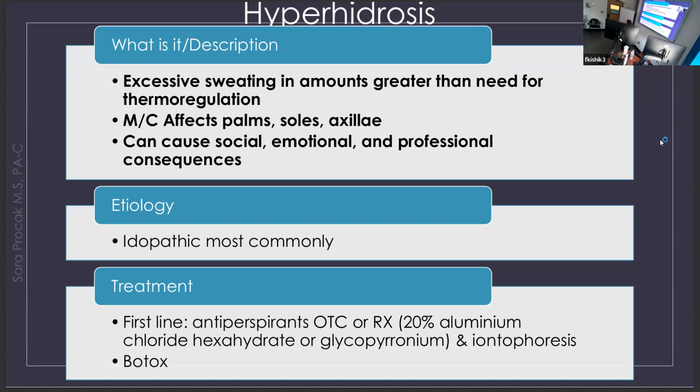Iontophoresis. So this is where your patient is going to submerge their hands, their feet, or even, with specialized trays, the axilla, into a tray with water that has electrodes. It's just tap water. It's going to send ionized particles through their skin, and it's going to disrupt the sweat glands and block them. It's a cumbersome treatment. Sometimes your patients have to do this every day, 20 to 30 minutes at a time. Sometimes it's a couple of times a week, depending on what's going on with your patient. That's something that they can do.